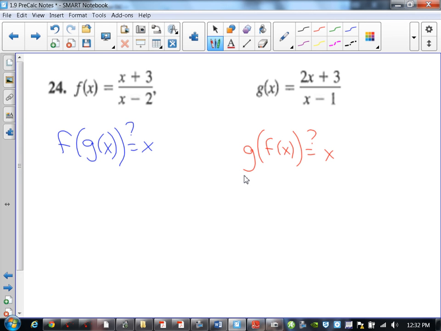What's the original problem? Hmm? What's the original problem? The original one? That's it. It's to verify that they're inverses. So let's see. Oh.